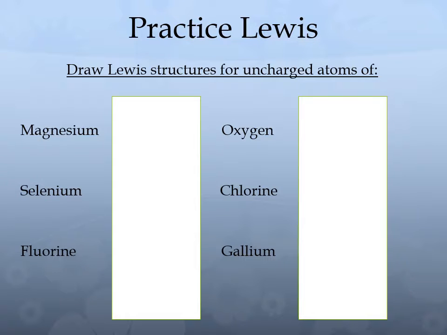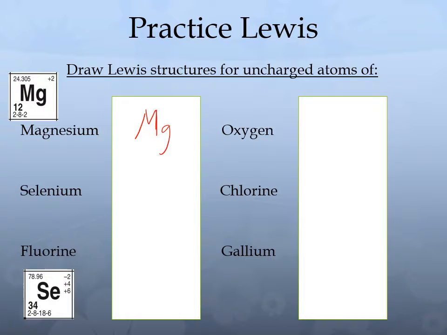So for magnesium, we have to know what the symbol is. Magnesium is Mg, so I'm going to just write an Mg right here in this space. And I'm going to fill in the rest as I go too. So selenium right underneath it is Se if you look that up. I'm just going to go before I do any of them and fill this in. Fluorine, our old friend, is going to be F. I'll write that down here. Oxygen is O. Chlorine is Cl. And gallium is Ga.